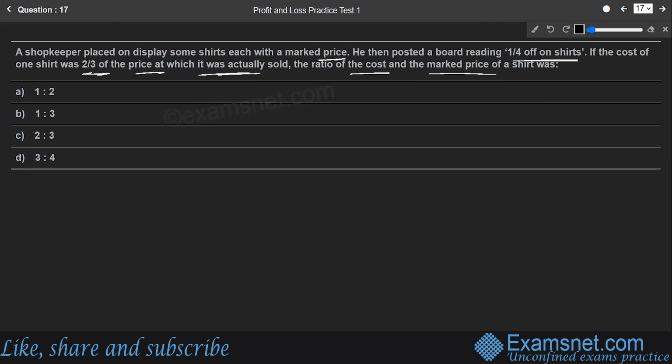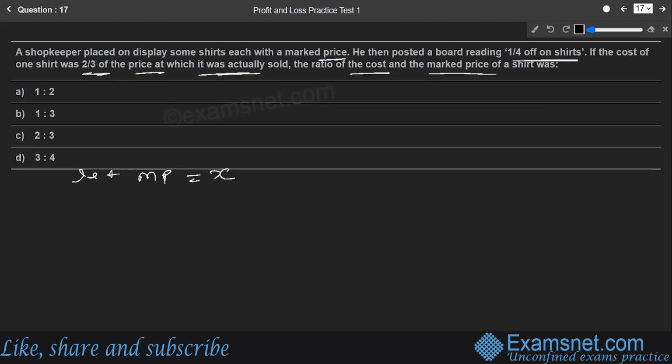Okay. So there has been a display of the shirts and the discount offered is 1 by 4, that is 25%. One more thing that is given is that the cost price will be two-third of the selling price. So let us do it one by one. Let us assume the mark price first. Why have we taken that? Because the 1 by 4 off will be given on the mark price only, whatever the display price is.